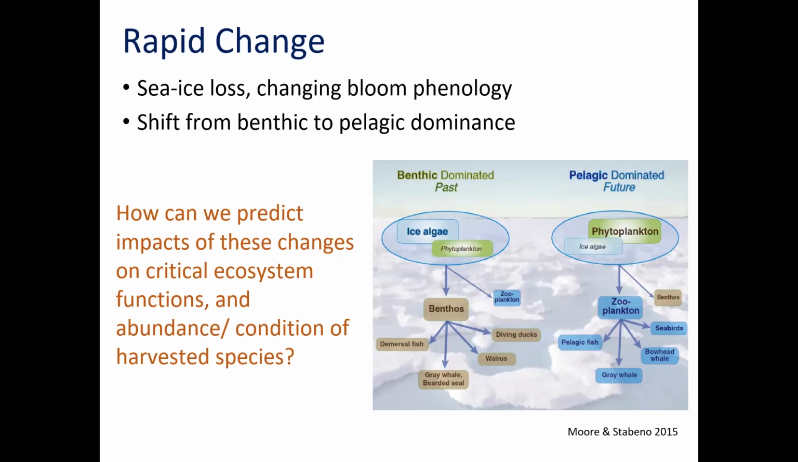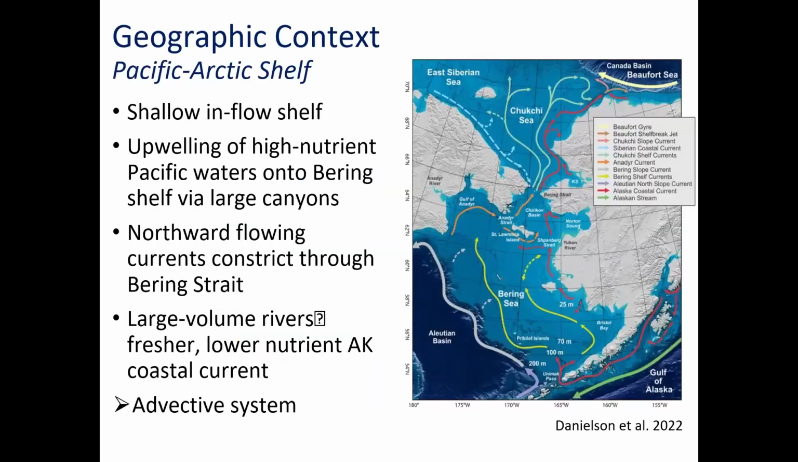And the motivation for a lot of the work that I and my colleagues do is to try to predict how these changes are going to be affecting critical functions of the ecosystem, and of course, abundance and condition of a lot of these harvested species that our economy in Alaska is really dependent upon, as are the indigenous communities. So, I know not everybody thinks about the Arctic all the time, so just to give you a little bit of geographical context for the region that I'm talking about.